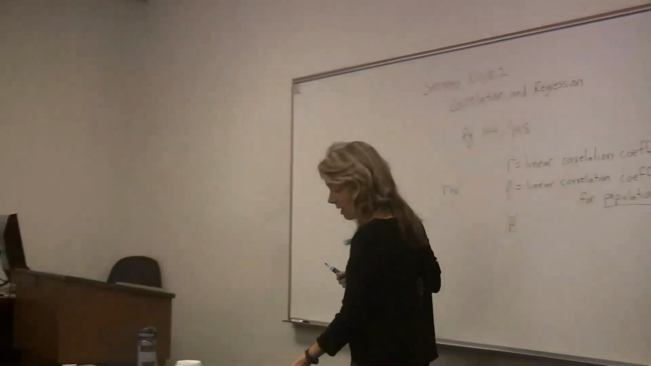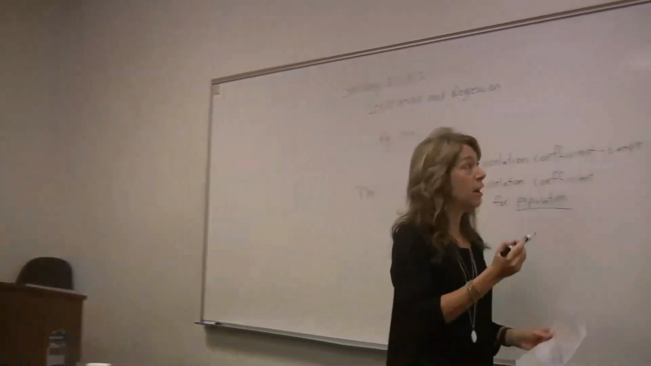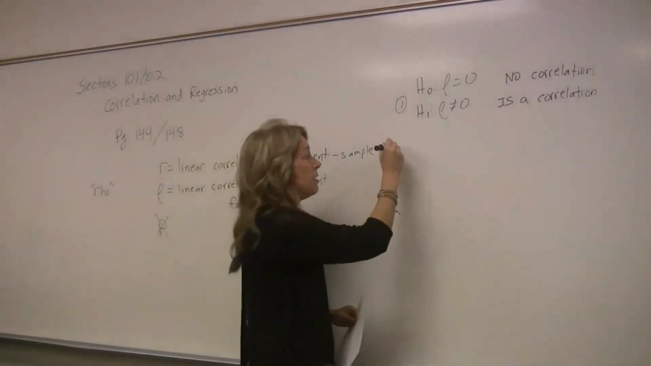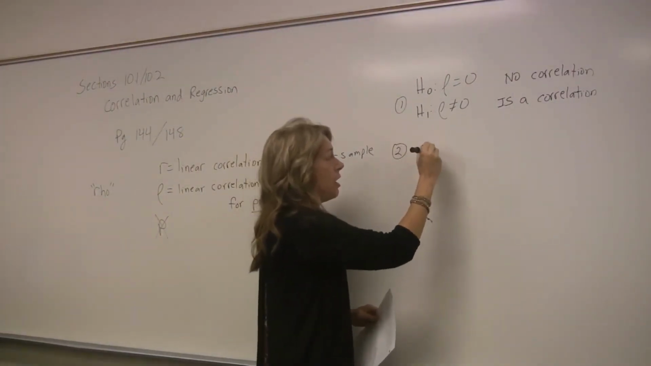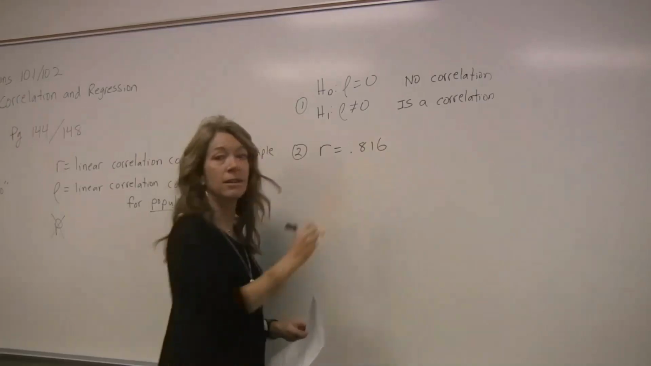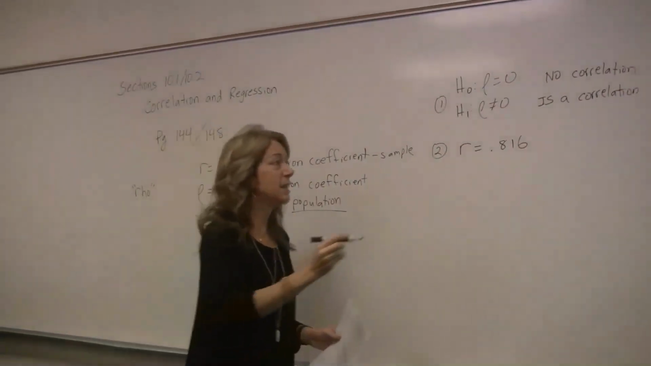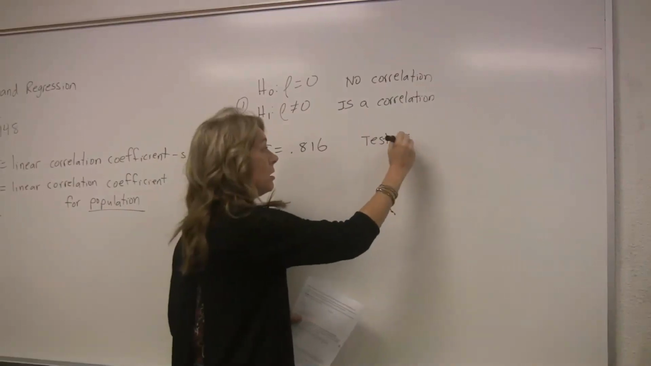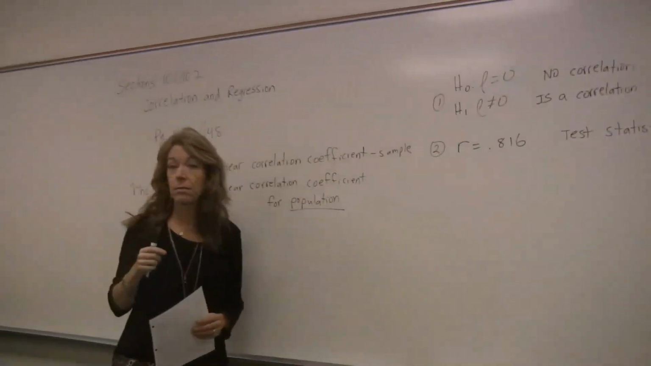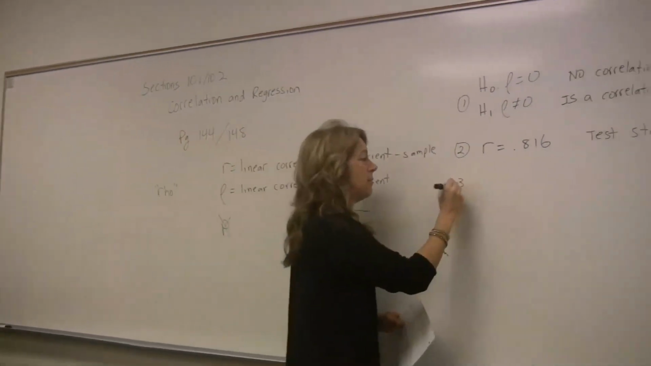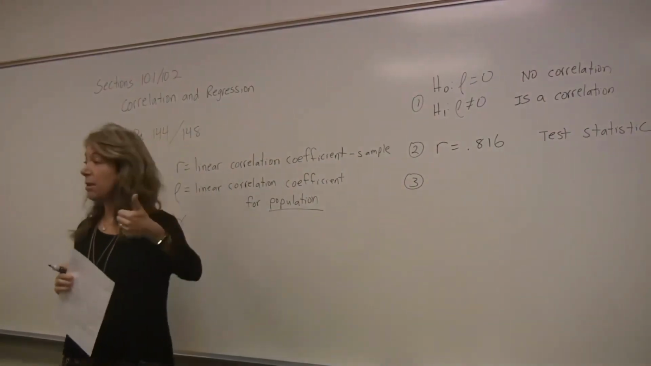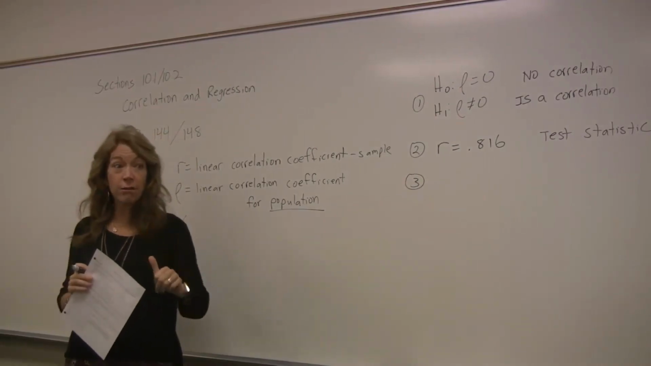Okay. And then our test statistic is our R. So this is step 1 of our 5-step hypothesis testing. Step 2 is get your test statistic. It's your R. So our R equals 0.816. That's our test statistic. What's step 3 of our 5-step process? Anybody remember? Ooh, that's step 4. Either get the p-value or the critical value.